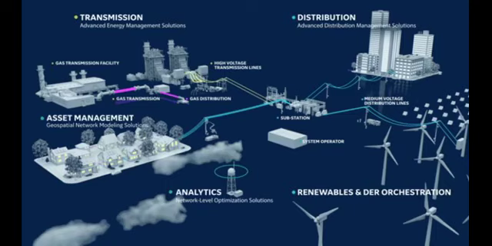Wind and solar integration. As renewable energy sources like wind and solar become more prevalent, FACTS controllers can aid in integrating these intermittent resources into the grid. They help manage the fluctuating power outputs and maintain grid stability.